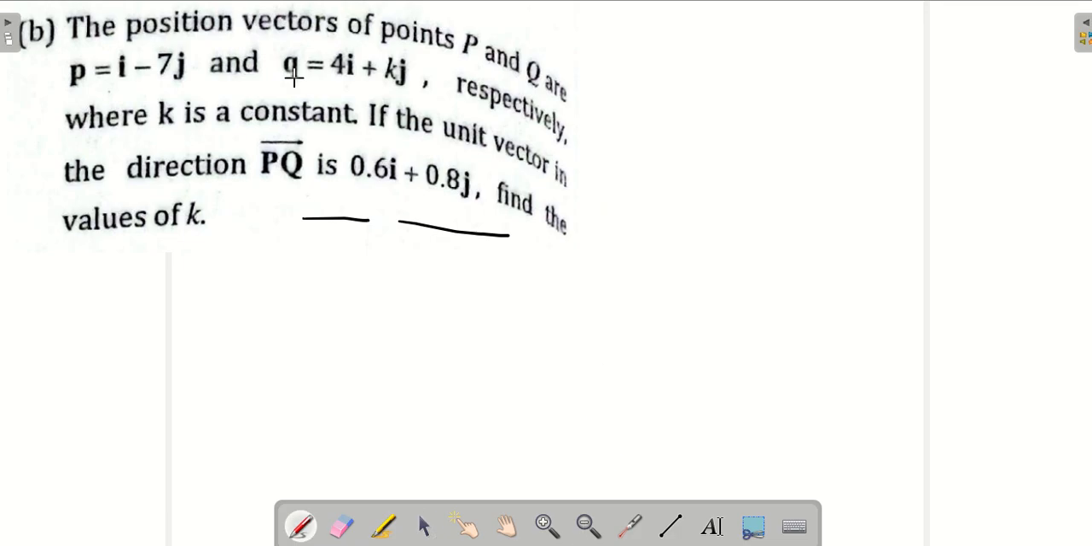All right. The position vectors of the points P and Q are, so we know point P to be i minus 7j. And we know Q to be equal to 4i plus Kj, respectively, where K is a constant. If the unit vector in the direction of PQ is this, so first of all, what we need to do is to find vector PQ.